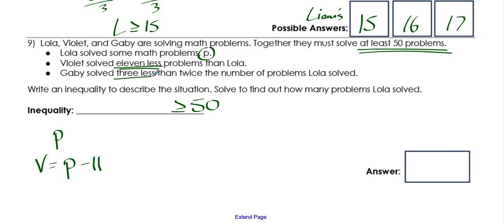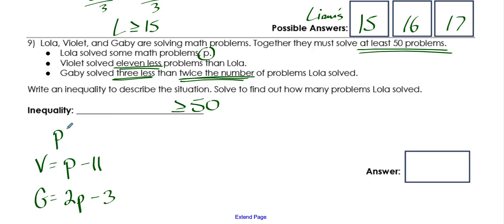Gabby solved 3 less than twice the number of problems that Lola solved. So Gabby solved 3 less than something. I'm subtracting 3. Subtracting 3 from twice that number, so 2 times P. So that's the number that Lola solved. This is 3 less than twice that amount. That's the number that Gabby solved.